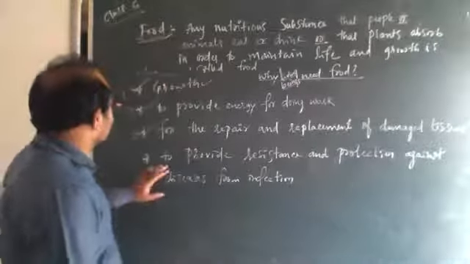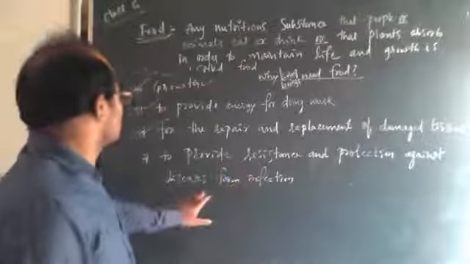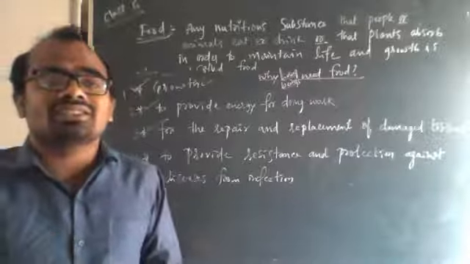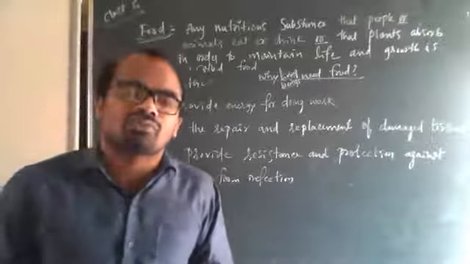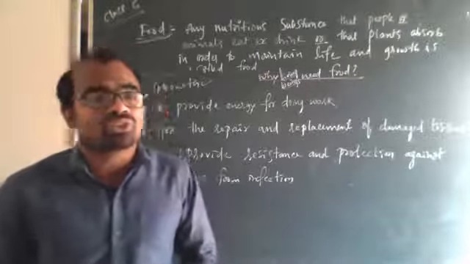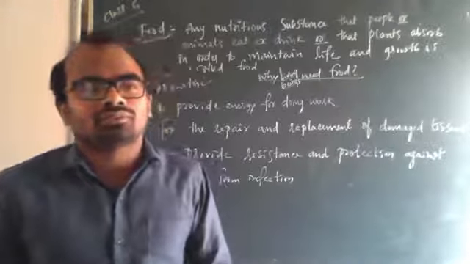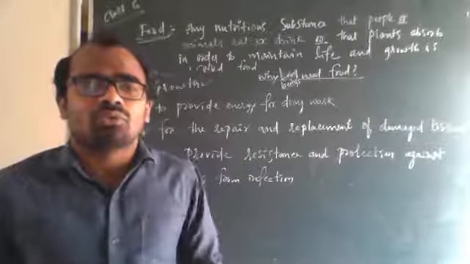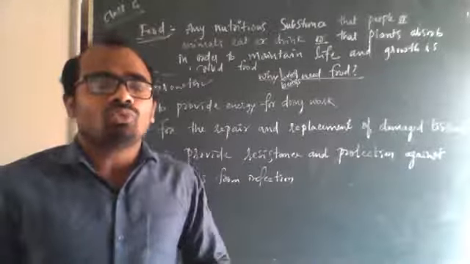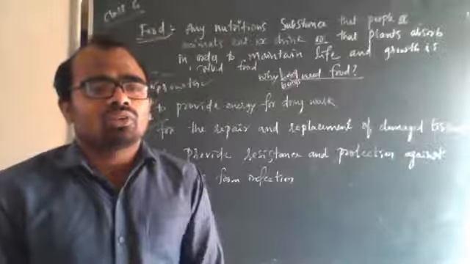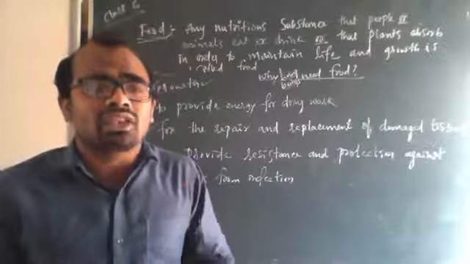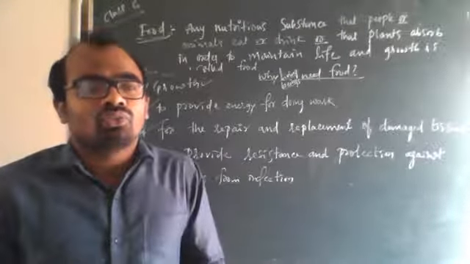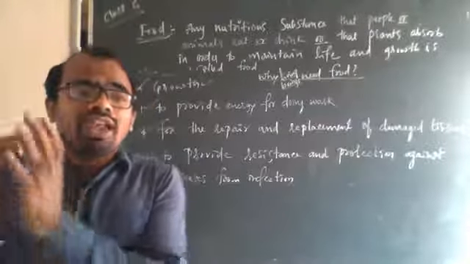So the fourth one: to provide resistance and protection against diseases from infection. See, food is needed to provide resistance and protection against diseases from infection. Now you all know what the situation is right now in the world. COVID-19 has been spreading almost all over the world. So we have to provide resistance. What is resistance? The immunity. We need the immunity of the body, so that we can avoid the diseases.